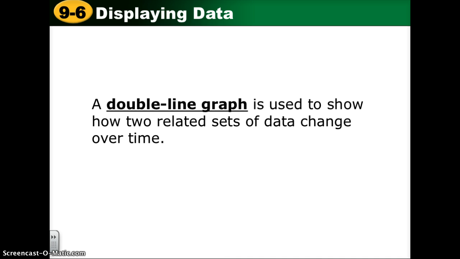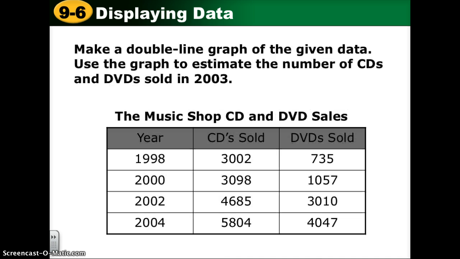A double line graph is used to show how 2 related sets of data change over time. Make a double line graph of the given data. Use the graph to estimate the number of CDs and DVDs sold in 2003. So we're going to graph this data, and we're going to look for information from 2003, which is not one of the years listed, but it falls between 2002 and 2004.